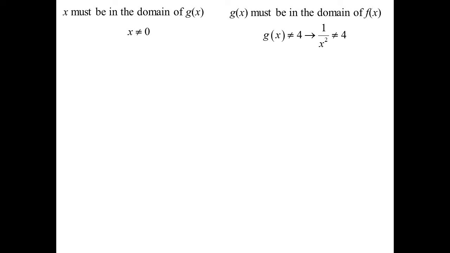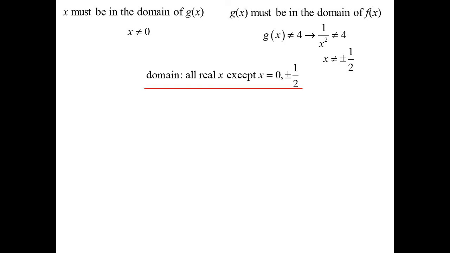So the answer, the range, but it can't equal 4, because we said g of x can't equal 4. Go back to our domain. I can substitute in anything, but I can't substitute in 4. So g of x can't equal 4. That means 1 on x squared can't equal 4. So now I get two other exclusions. X can't equal 1 on 2. So there's my domain of the composite function. Can't be 0, can't be plus or minus a half.